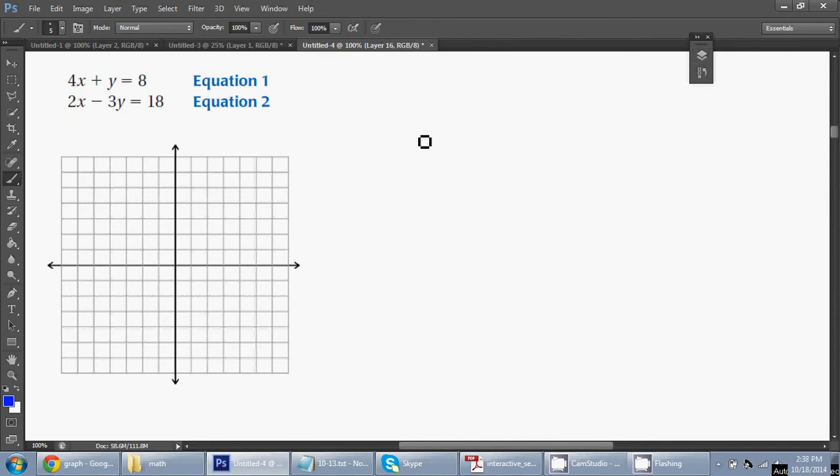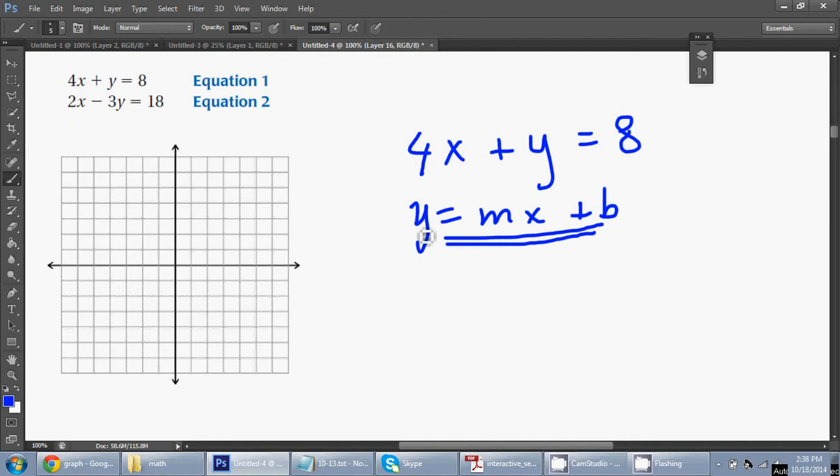The first equation says 4x plus y is equal to 8. Now there's something wrong here. The first thing that's wrong is this is not in the format I'm used to. The format I'm used to when I'm graphing is y is equal to mx plus b, right? Because then I know what b is and I know what the slope is and I can graph that. But this is in standard form, a different form that I'm not used to. So what I'm going to do first is get it in the form y equals mx plus b. And to do that, first you isolate the y.